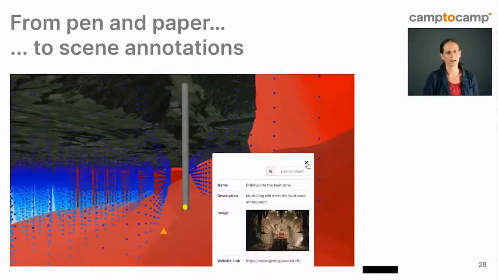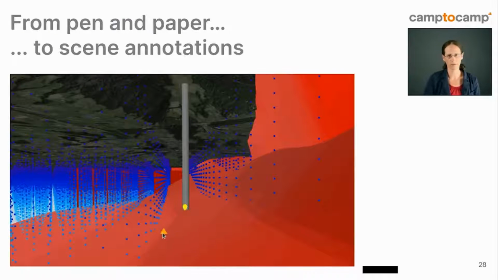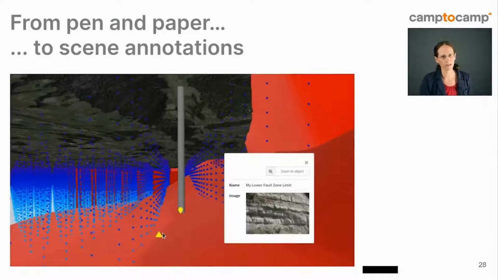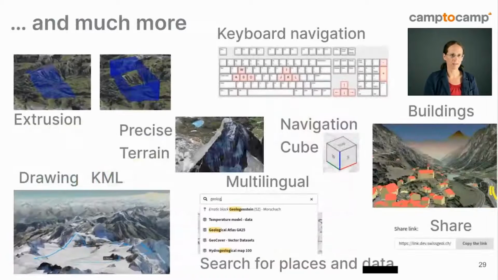So maybe you analyzed some place, or you get an insight in some specific place. For example, here we have a borehole with the temperature points, the blue temperature points, and the red folds layer. And what you can do now is annotate specific places. You can add images or website links in order to remember what findings you have found at those places. And yeah, that's one part, but there's a lot more.